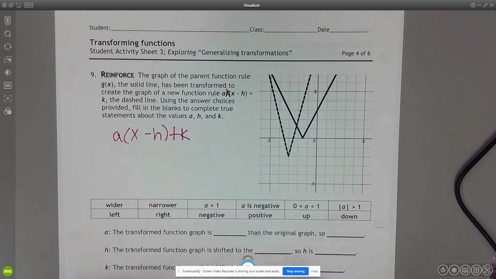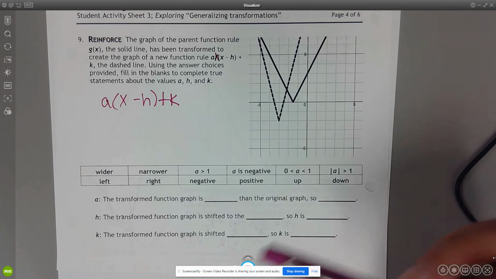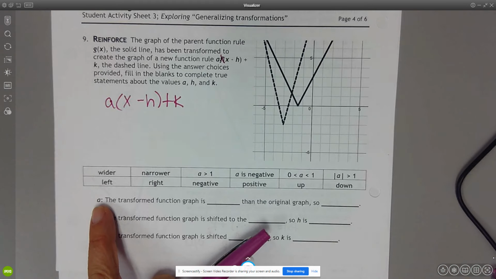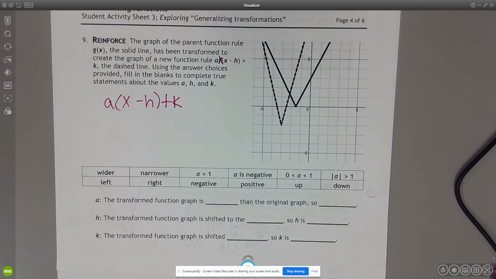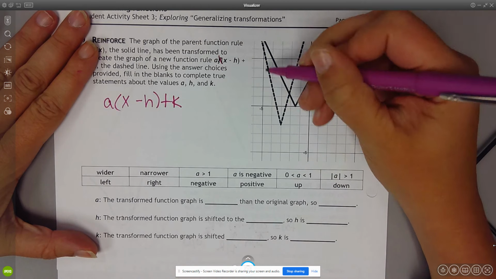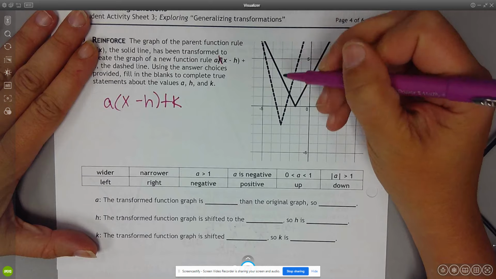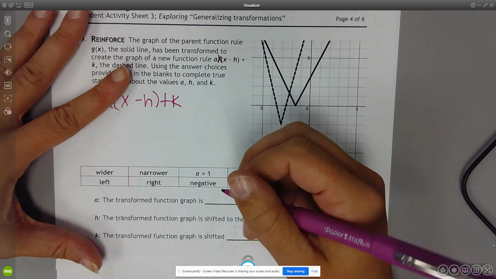So using our choices here, we're going to go through. Okay, so the first thing they want to look at is the a term. Remember, that's talking about narrow or wider. This time, if you look at our original line and compare our dashed line, it is more narrow. It's more closed in. So I'm going to write down narrow.